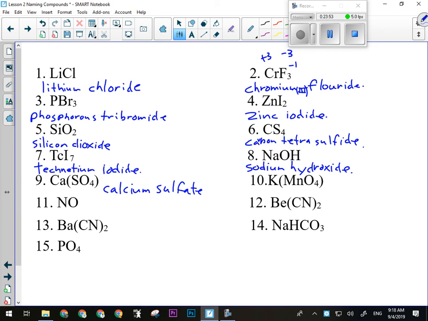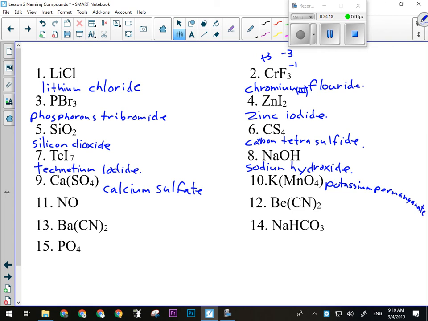Number 10, okay, I've got potassium, which is a metal, and permanganate, MnO4, as my essentially non-metal, but it's a polyatomic ion, so this is an ionic compound. Okay, so this stuff is potassium permanganate.